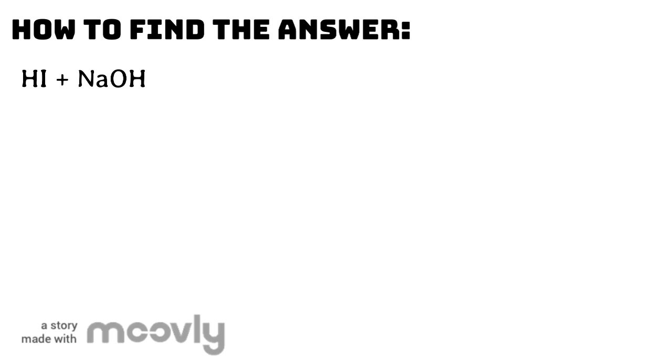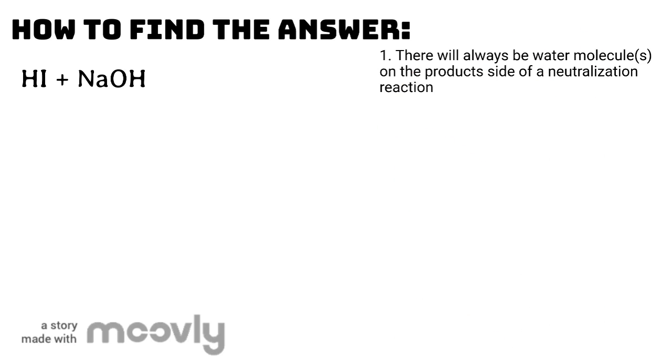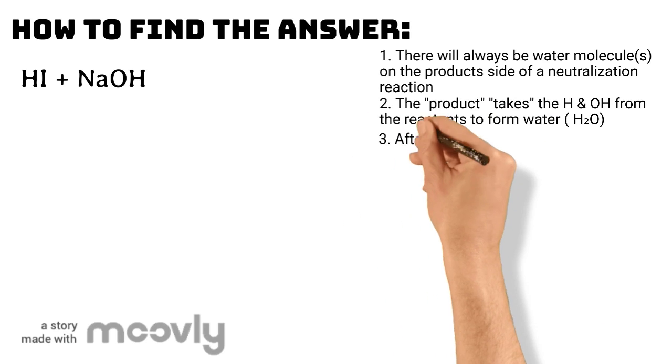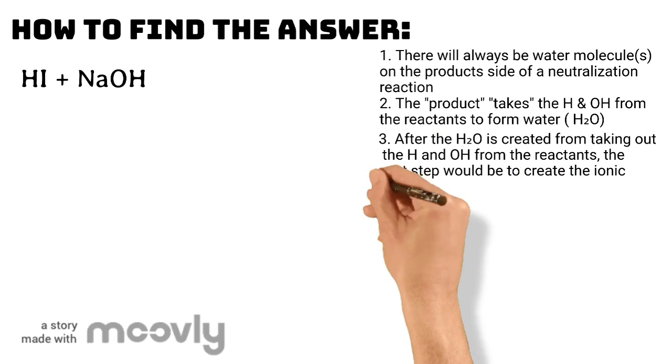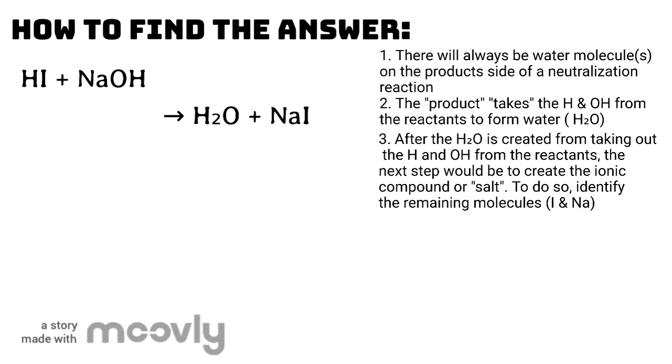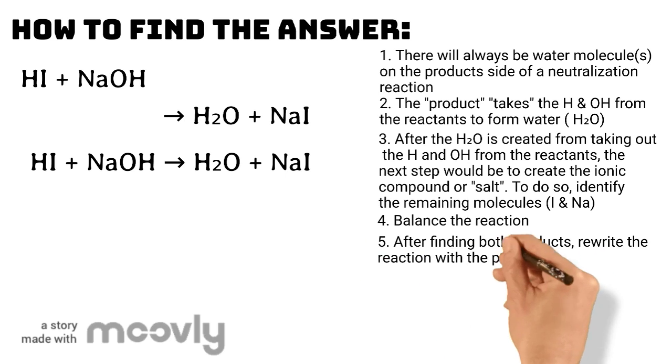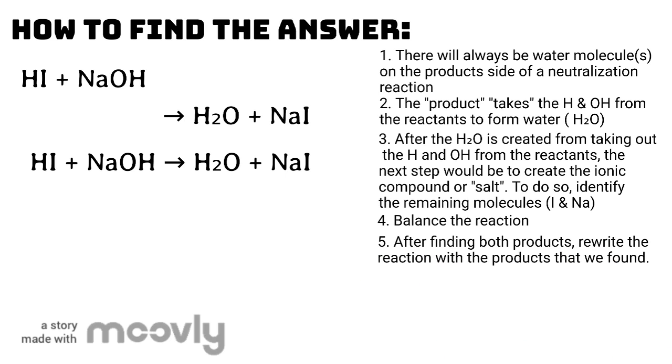Now we'll see how to find the answer for HI plus NaOH. Step 1. There will always be water molecules on the product side of a neutralization reaction. Step 2. The product takes the H and the OH from the reactants to form water, which is H2O. After the H2O is created, the next step would be to create the ionic compound or salt. To do so, identify the molecules remaining. Step 4. Balance the reaction. Step 5. After finding both products, rewrite the reaction with the products that we found.